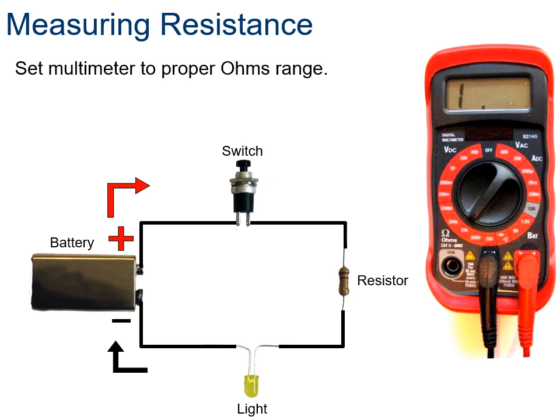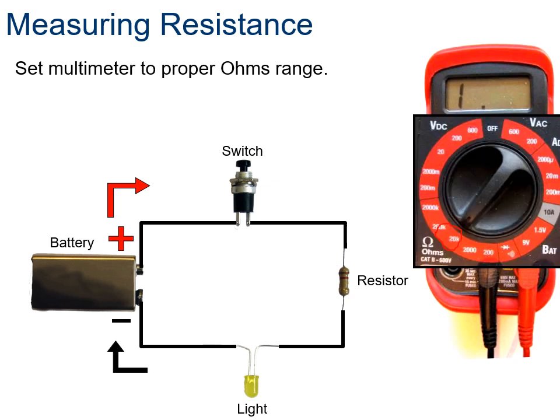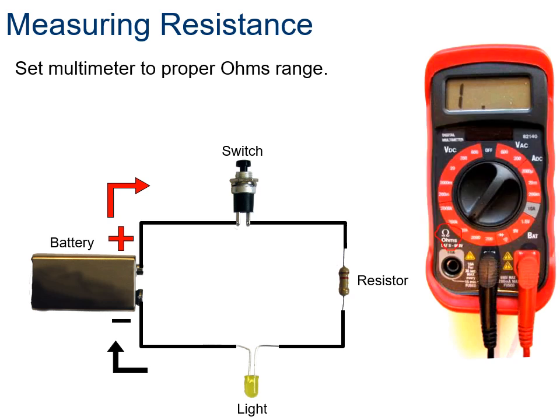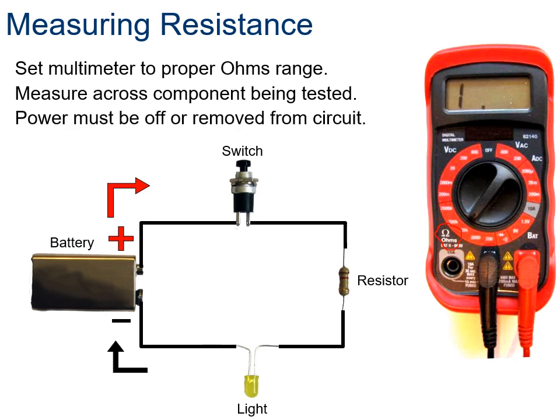To measure what's called resistance, again, that's how much the device is fighting the electrons or slowing down the electrons, we want to set it to ohms, and this is the symbol for ohms. So we set it down here to ohms. Looks like here we have it set to 220K or 20 kilo ohms, K meaning 1,000, and then we measure across the component.